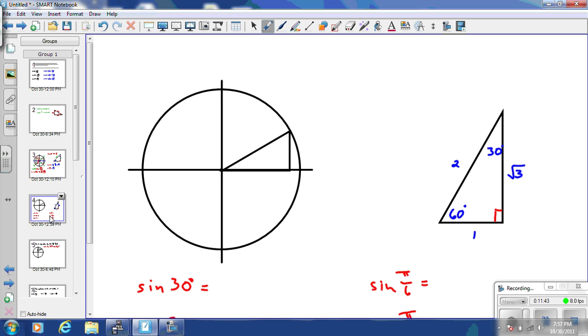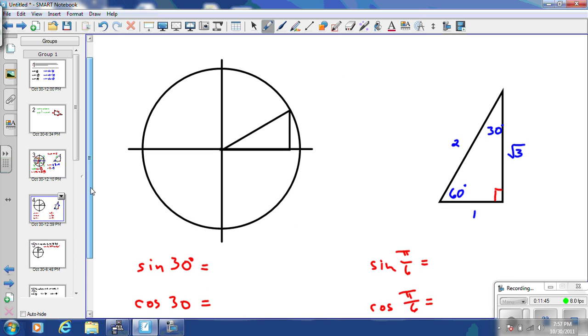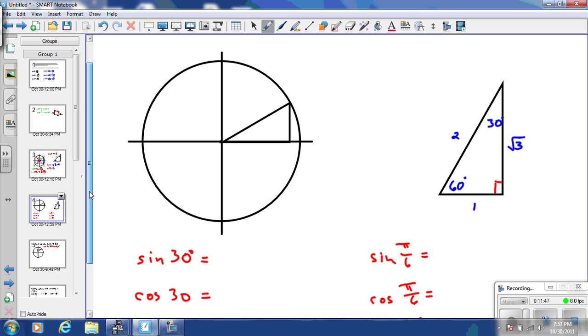Here's a similar problem using the 30, 60, 90 triangle. Okay, so this is going to be a 30-degree angle right here, or pi over 6 radians. And remember this triangle, so this would be the 1, positive. The hypotenuse is always positive, and this is the square root of 3. So the sine of 30 is opposite over hypotenuse, 1 over 2, 1/2.